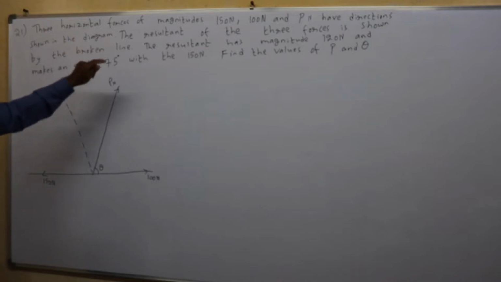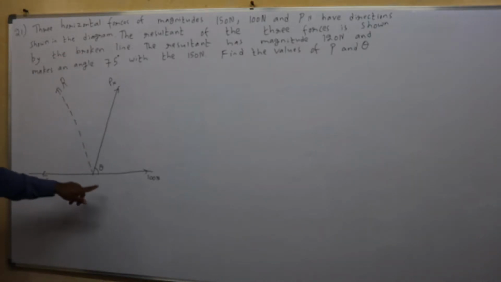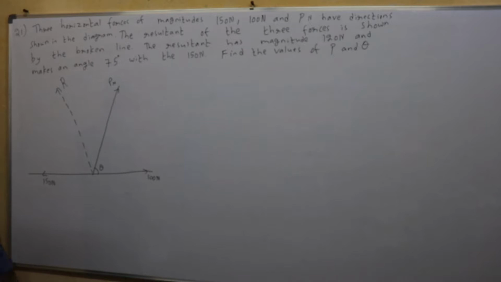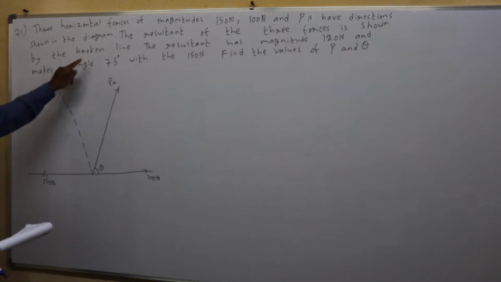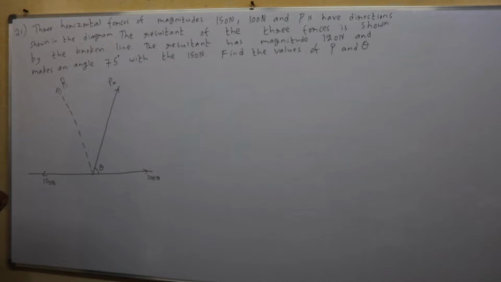Three horizontal forces of magnitude 150, 100 and P have directions shown in the diagram. P is acting at an angle theta, 100 is acting horizontally, and 150 is also acting horizontally. The resultant of the three forces is shown by the broken line. So this is the resultant of all these three forces.